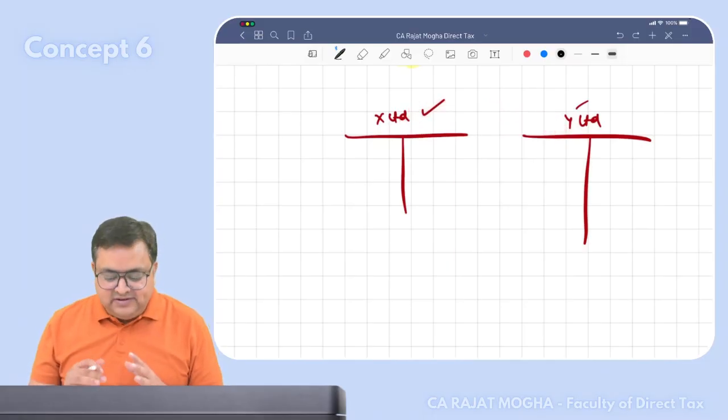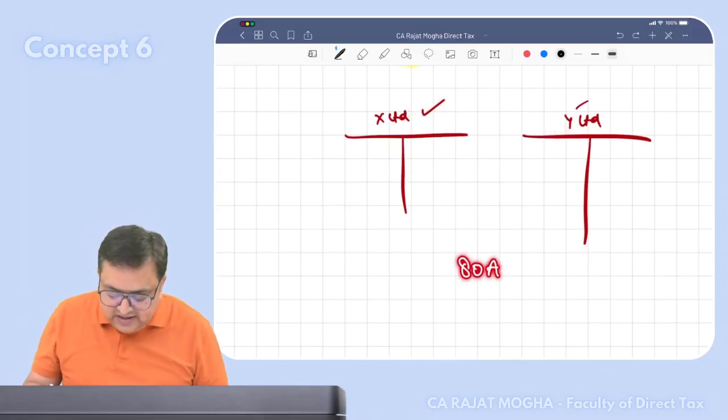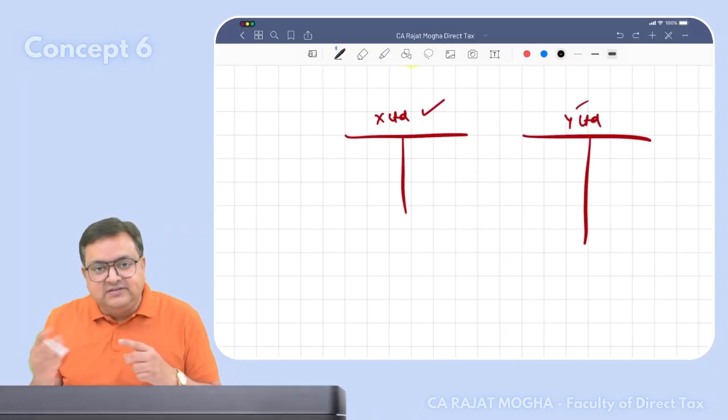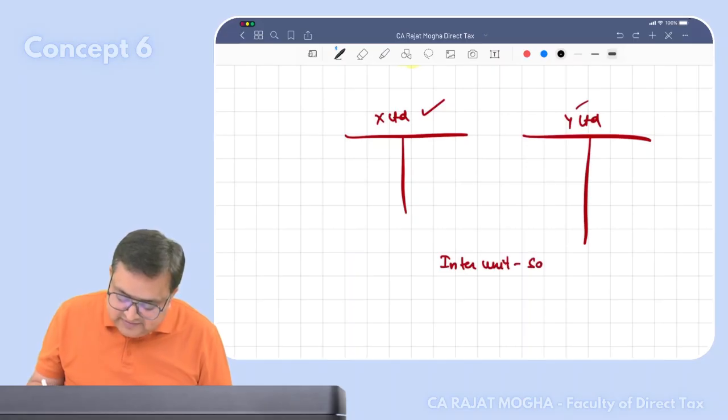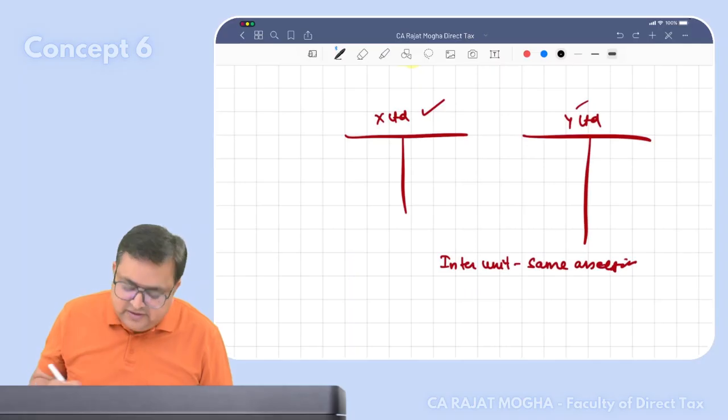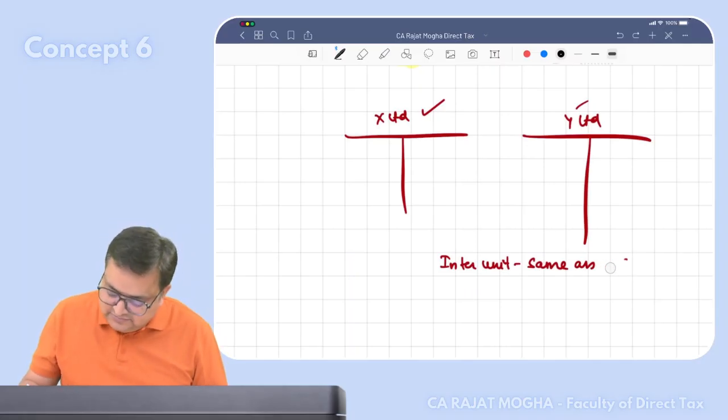So all these transactions are mentioned in section 80A also, that if you do these transactions, what is it? Inter-unit. Inter-unit means same assessee. The assessee is the same, and you are doing inter-unit transactions, what I am writing.